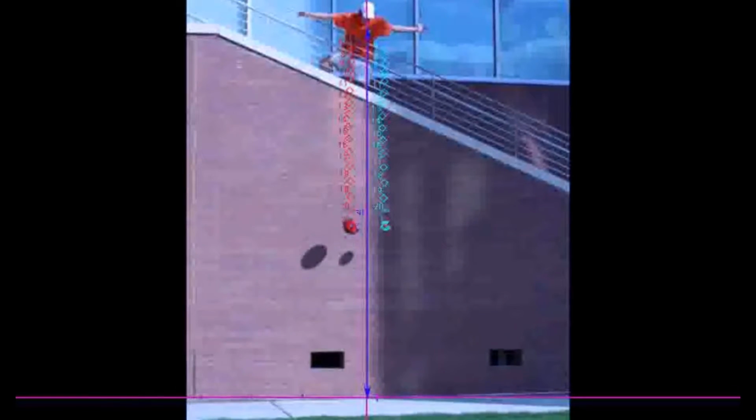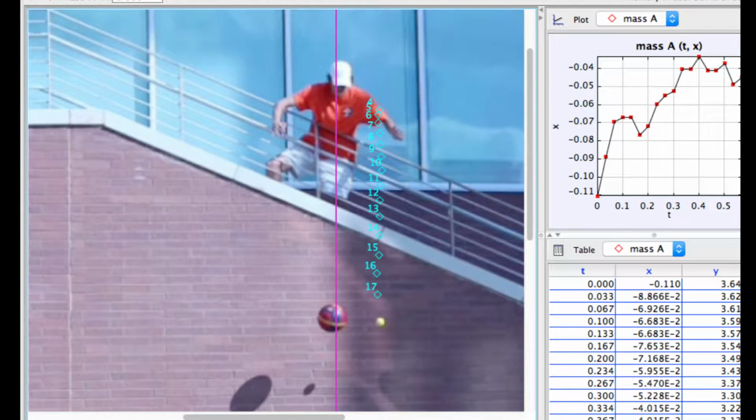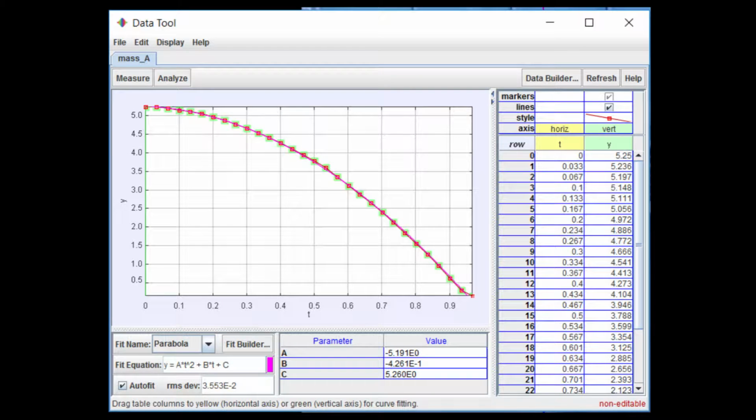Next, we played the video frame by frame and marked in each frame the center point of the ball. The program used the points we created to create a graph of height versus time. Analyzing this graph, we were able to plot a best fit parabola.